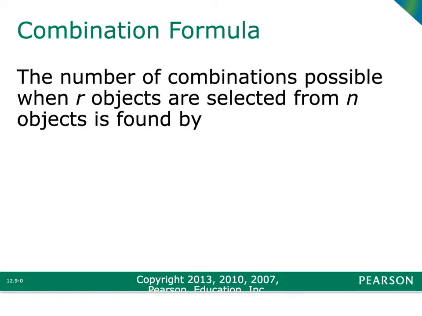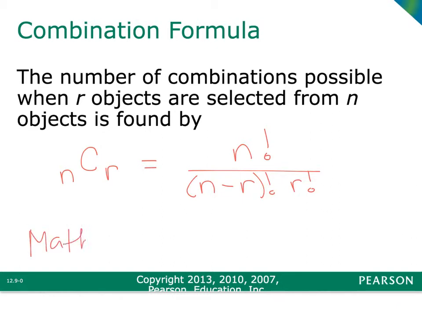Combinations have a formula just like permutations do. The number of combinations possible when R objects are selected from N objects is written N combination R. In your numerator, you put N factorial. In the denominator, you have N minus R factorial times R factorial. You can also do this in your calculator. First, you hit the button that says Math. Then you go over to the probability menu, and then you scroll down to NCR.